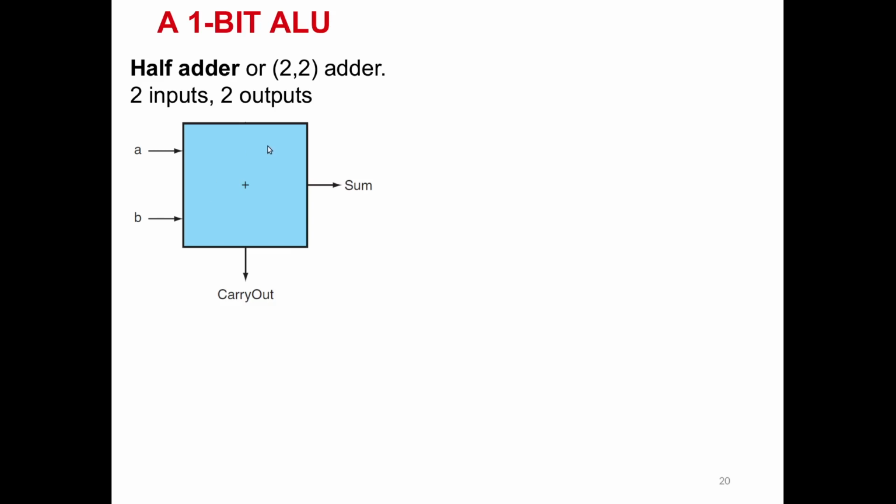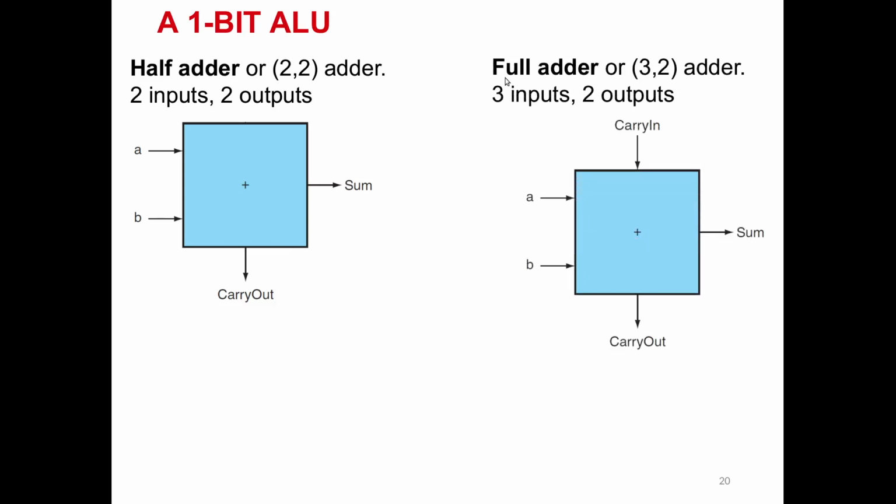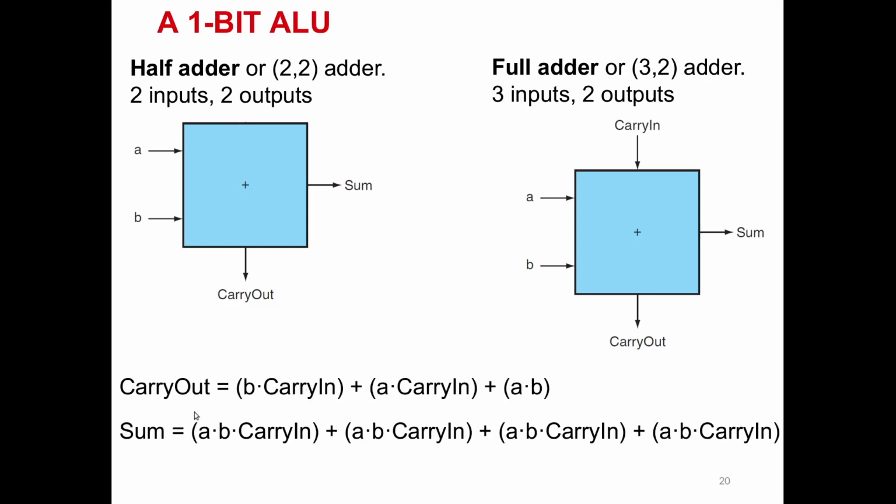We will not go into details of this, but we will go into the full adder, in which the carry in will be taken also, which means the carry in here will be the carry out of the previous adder, and that's why we have the full adder with 3 inputs A, B, and carry in, and 2 outputs, one for the sum and the other for carry out. Here is the logic function for carry out, and this is the logic function for the sum.